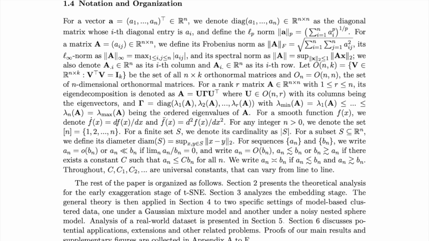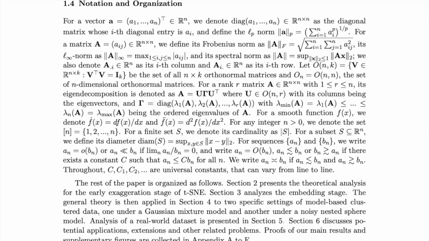For sequences a_n and b_n, we write a_n = o(b_n) if lim a_n/b_n = 0, and write a_n = O(b_n) or a_n ≲ b_n if there exists a constant C such that a_n ≤ C b_n for all n. We write a_n = Ω(b_n) and a_n ≍ b_n similarly. Throughout, C, C_1, C_2 are universal constants that can vary from line to line.